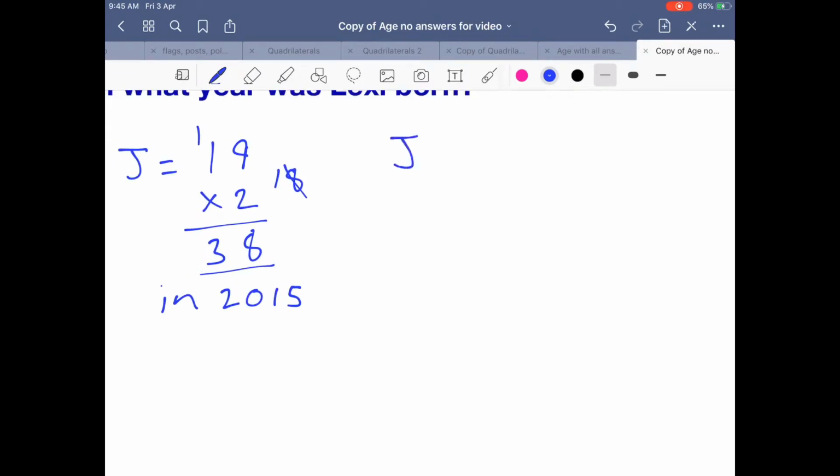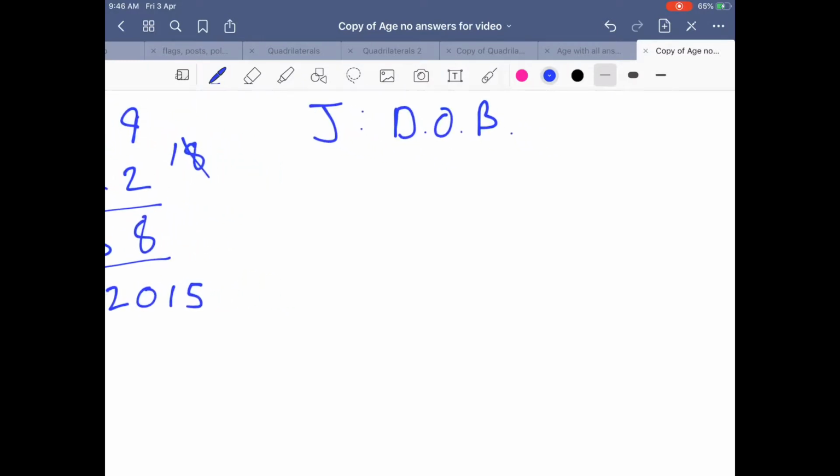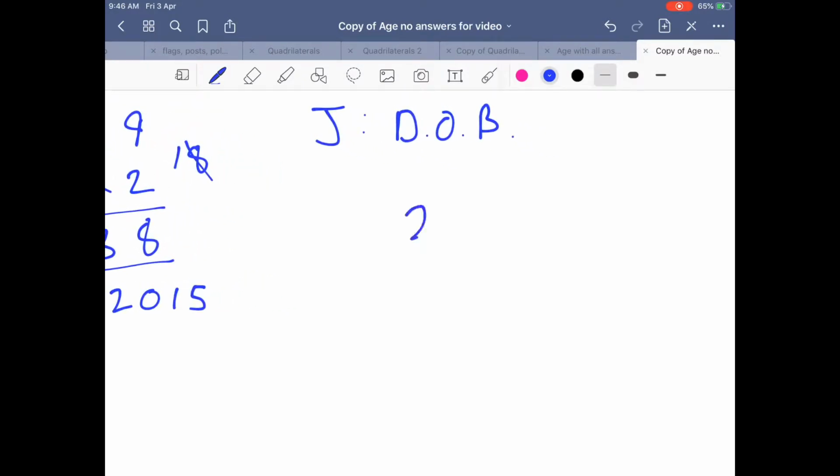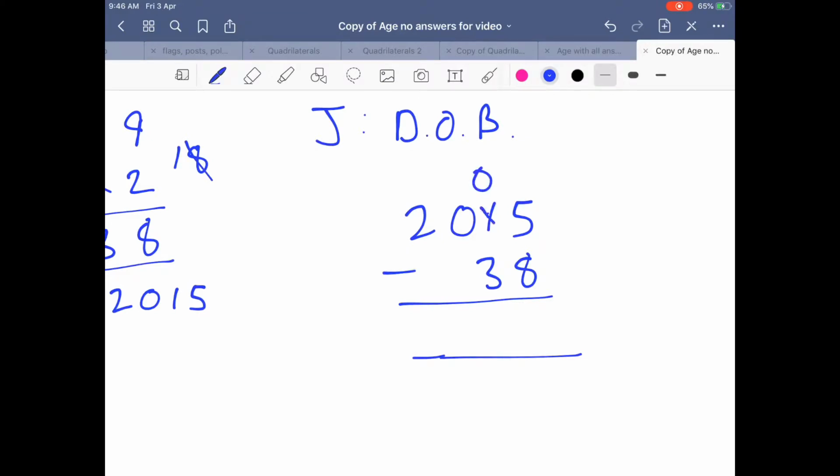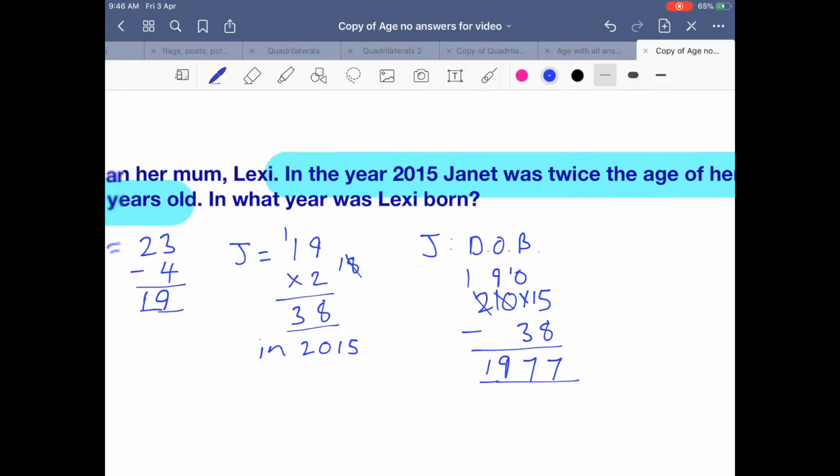So we now want to determine what year Janet was born in. We know that she is 38 years in 2015. So we can subtract 38 from 2015 to determine her date of birth. We know that 5 cannot take away 8. So we borrow. 15 take away 8 is 7. We borrow again. 10 take away 3 is 7. 9 take away nothing is 9. And 1 take away 0 is 1.